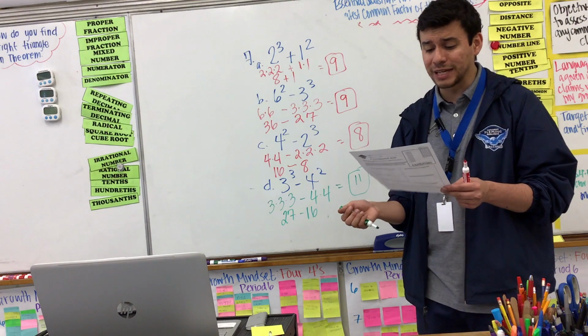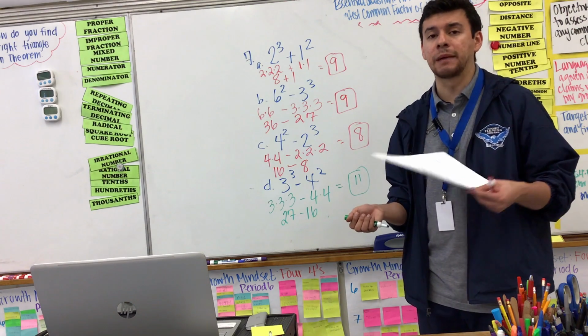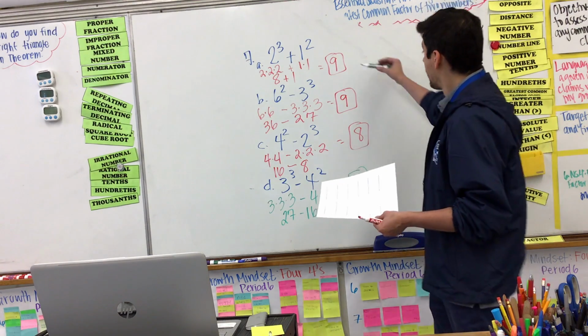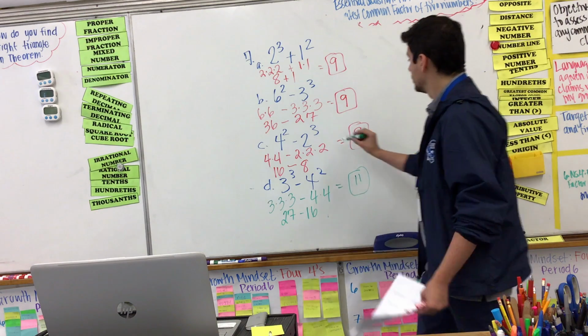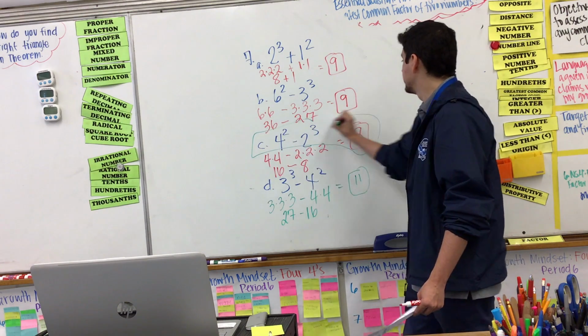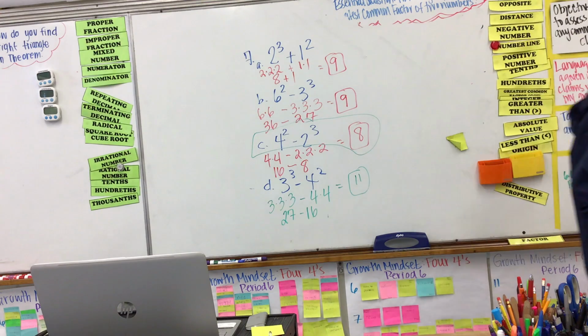But the actual question is asking me which one's the least. That means which one's the smallest one. Well, my smallest value is clearly 8, which is letter C. That was the answer for that one.